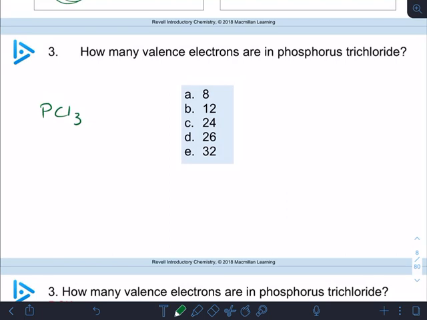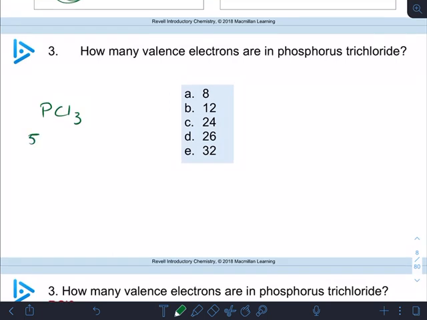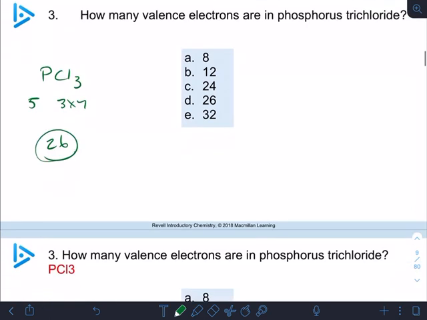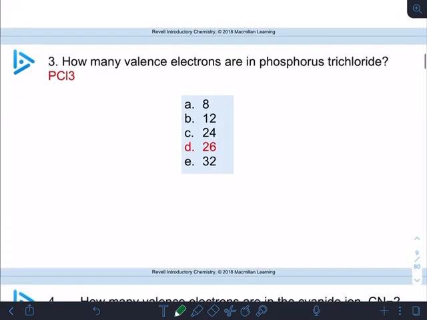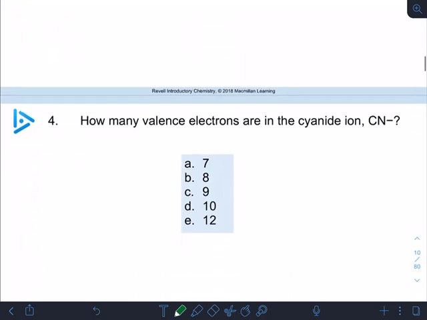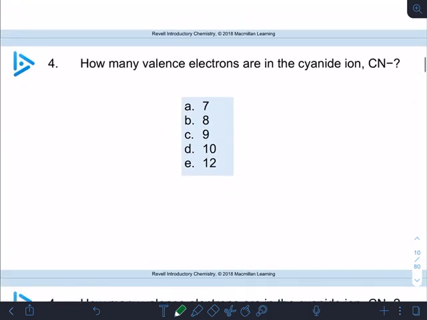All right. So phosphorus trichloride has a formula of PCl3. Phosphorus has 5 valence electrons, and each chlorine has 7. So 3 times 7 is 21, plus 5 means 26.